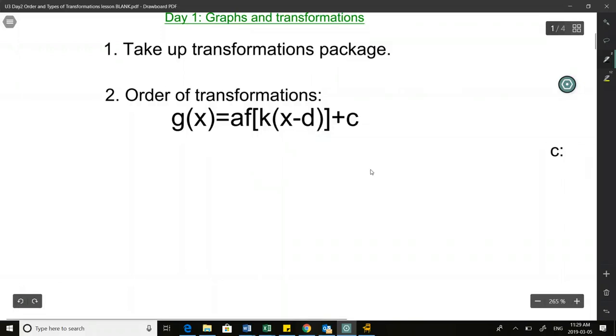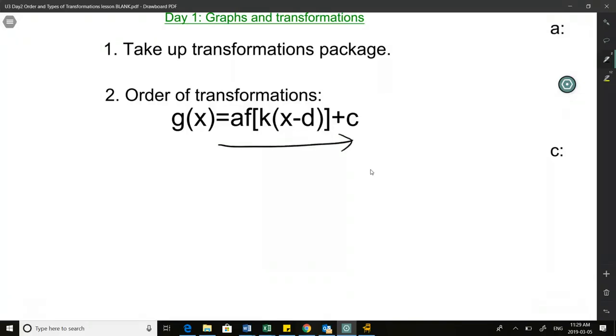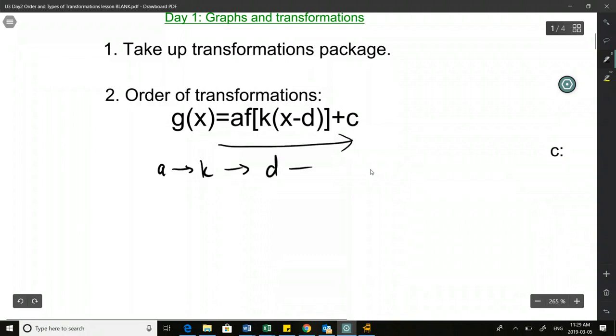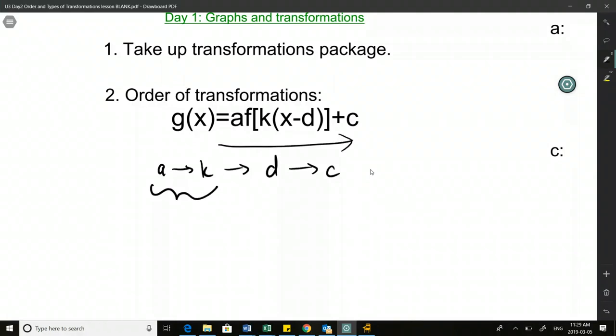So actually, if you work your way left to right in the equation, it takes care of order of transformations for you. So you're going to do A, and then K, and then D, and then C. Basically, the rule is that stretches, compressions, and flips have to happen first, and then shifts, or translations, which is another word for that, have to happen last. So if I do K first before A, that's fine. But I want to make sure D and C are done at the end.